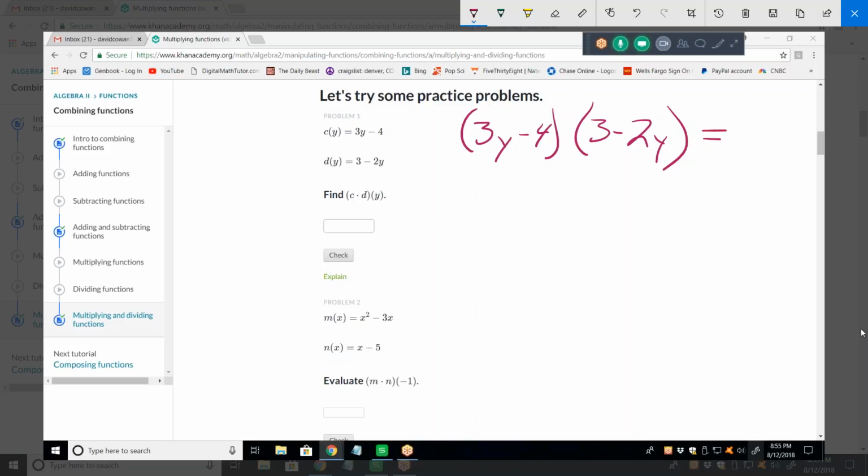Would it be negative 12? No, the first term is the first two terms. That's what the F means. So it would be 9y. Okay. The outside, that's what it means. So that would be minus 6y squared. And what's the inside?